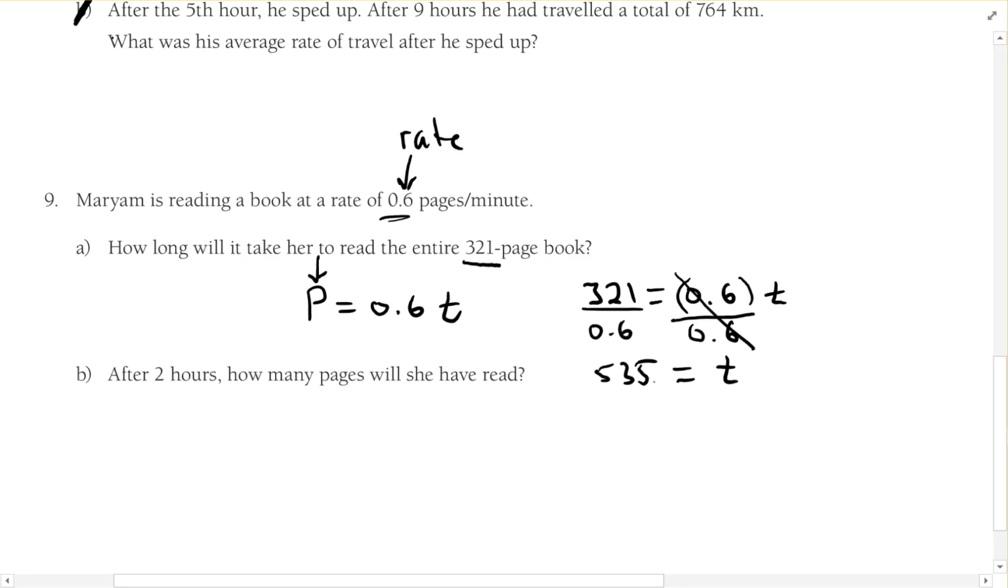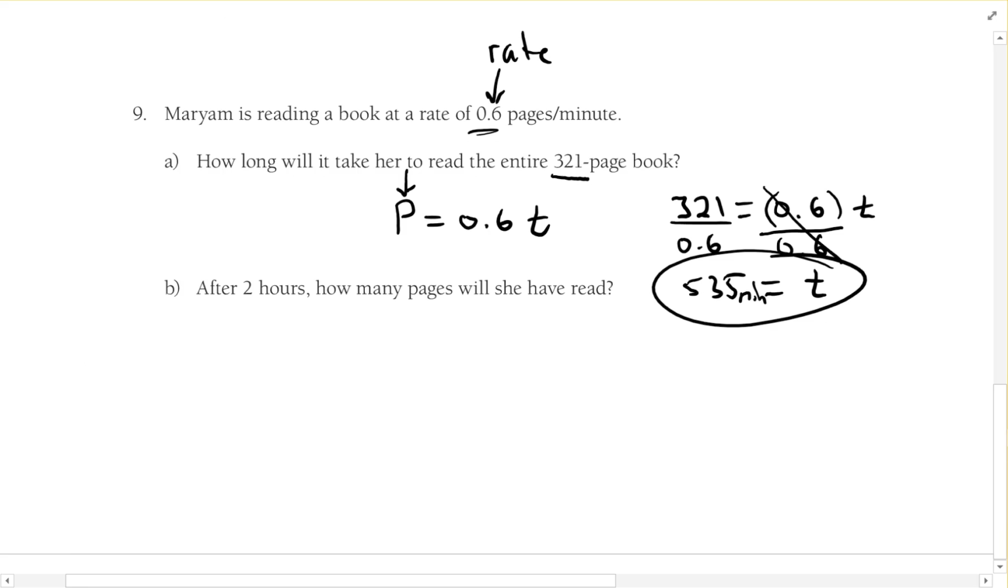And it's in minutes. That's supposed to say min. Okay. After 2 hours, how many pages will she have read? Okay, so let's just start off with our formula again. P is equal to 0.6 times t.